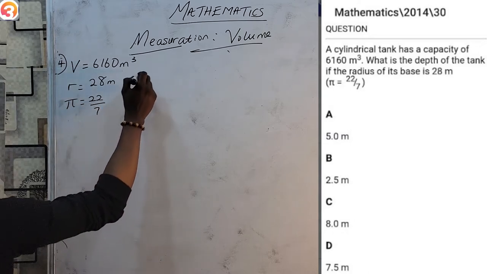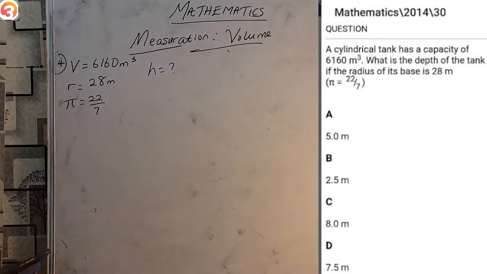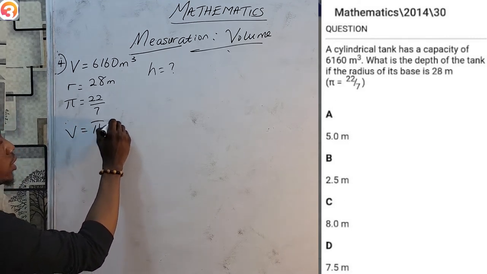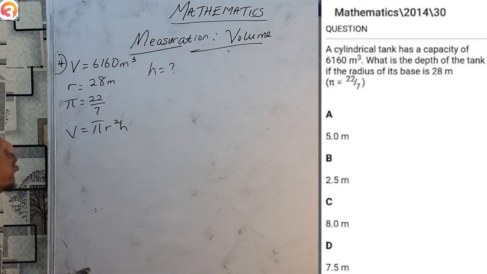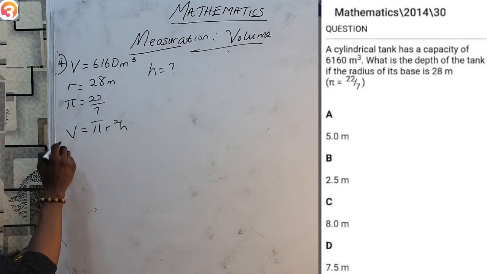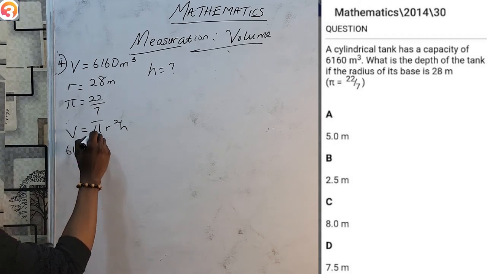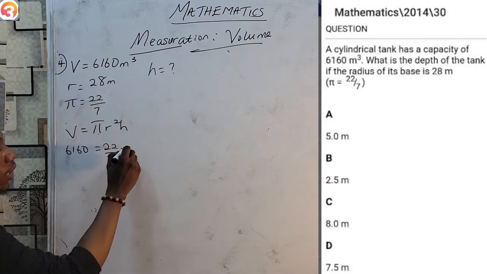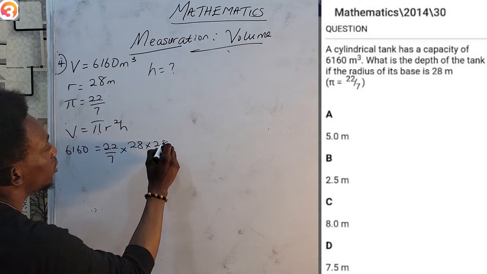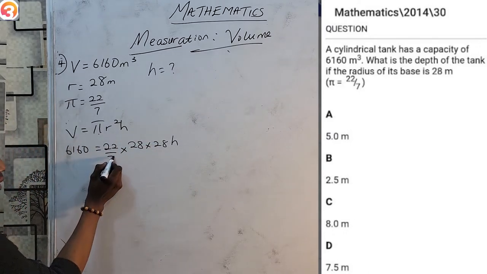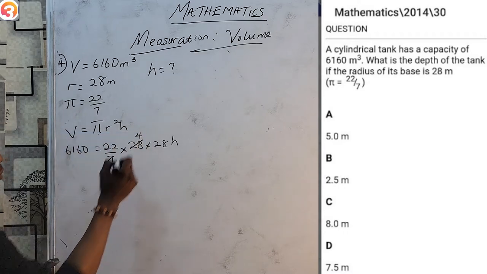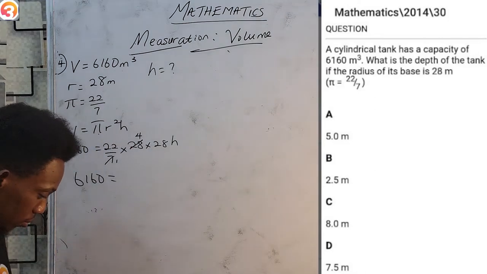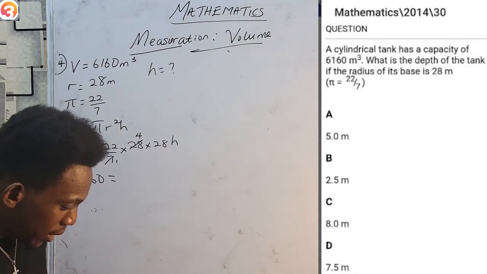So we want to find the depth. The depth is the same thing as the height. So what can we do? Well, we know that volume equals pi r squared h for a cylinder. Therefore, if I'm finding h, I should say volume 6160, because pi, as I was told, is 22 over 7, r squared is 28 squared. I can write it as 28 times 28 times h. I know 7 into 28 is 4. So 6160 must be, simply multiplying these numbers, 22 times 4 times 28.